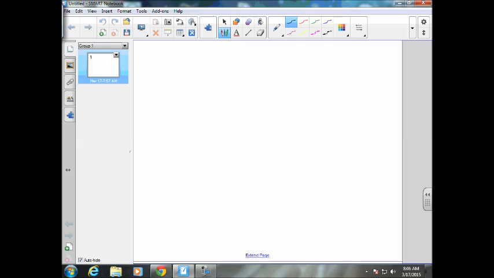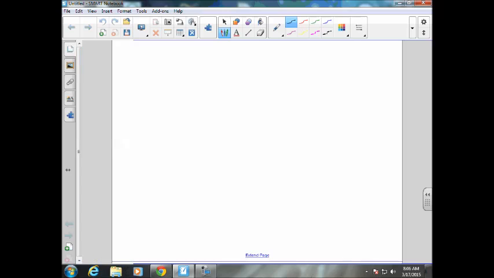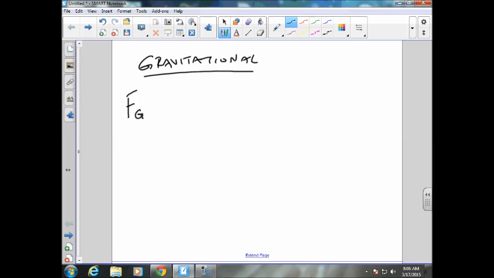Let's establish a parallel between gravitational forces and electric forces. When we look at a gravitational force, it depends on three things. It depends on the mass of the first object, the mass of the second object, and the distance between those two objects.